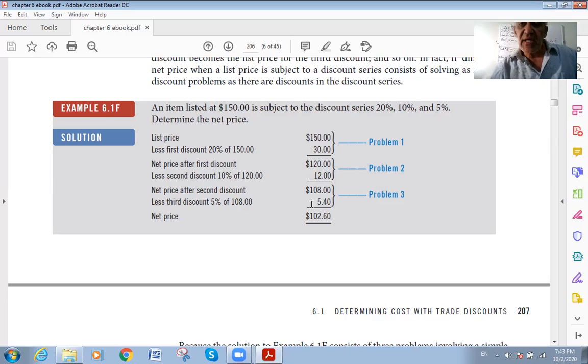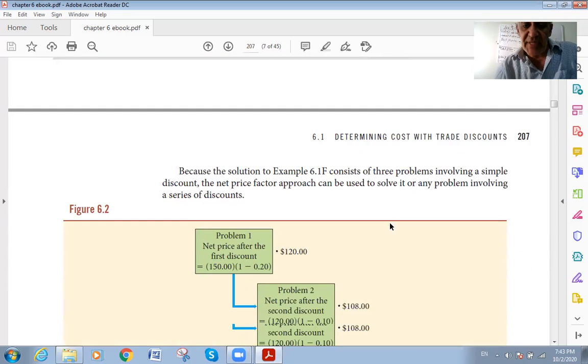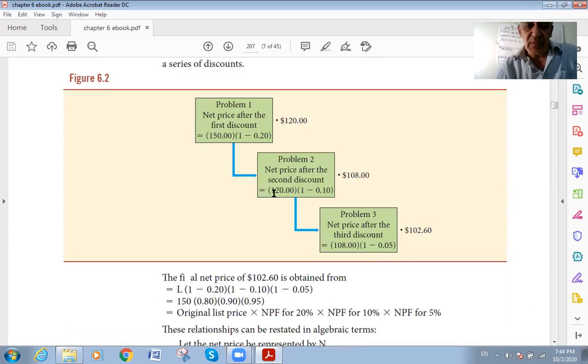Then can I do all this in just one line to get this final number, 102.6? Can I do that? Yes, I can do this. Yes, for sure. Let's see. Based on the one-line solution, I will say the net price of stage 1 will be 150 multiplied by 1 minus the discount. 1 is 100%. 1 minus the discount. 1 equals 100%.